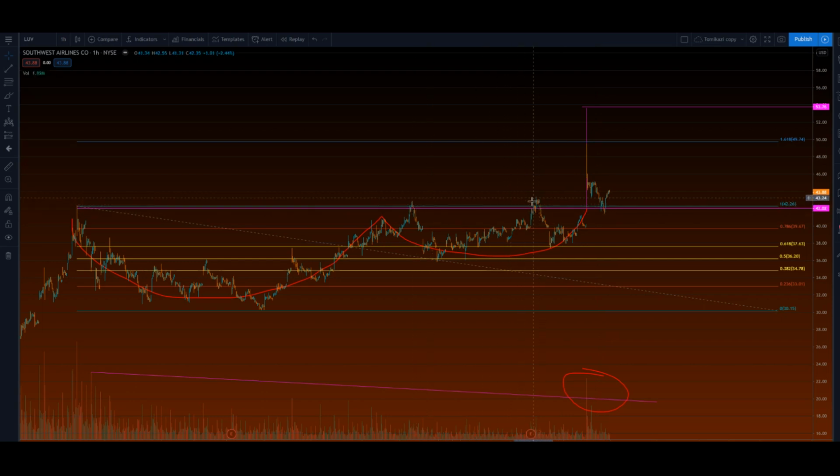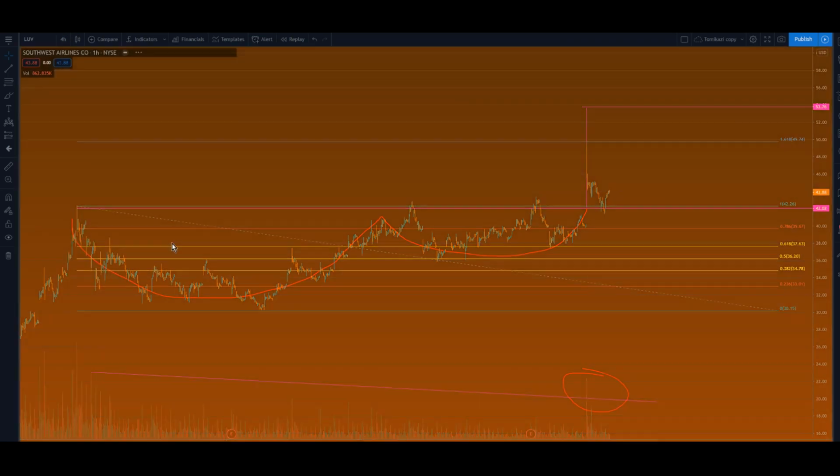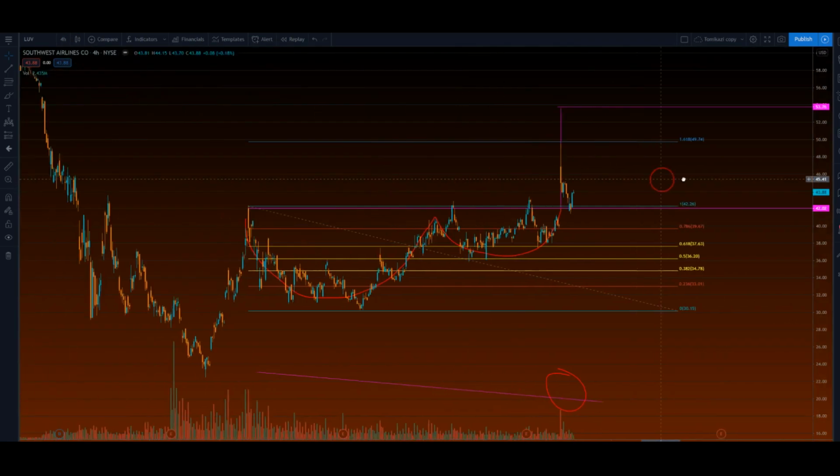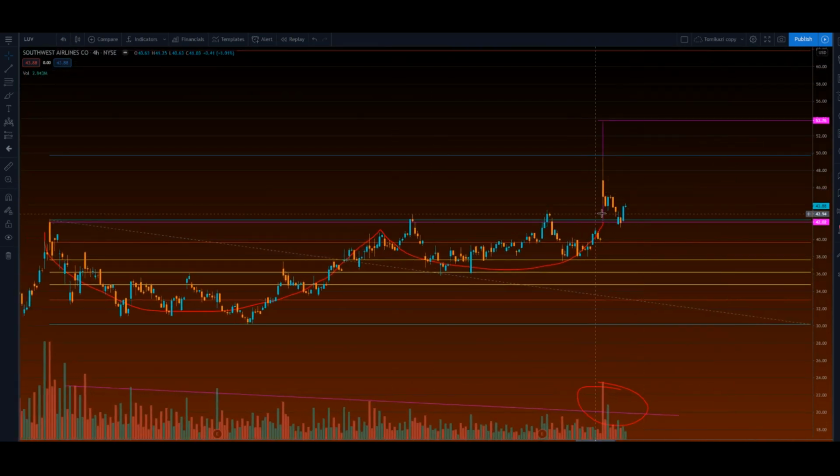So you do have some false breakouts here on the 1 hour, which is why I like using the 4 hour or the daily, because then you can see you're not getting a full breakout here. So this would have been an evening star followed by a bullish engulfing, and so that would have been a false breakout there. So that's something to keep in mind when we're talking about the candlestick patterns.